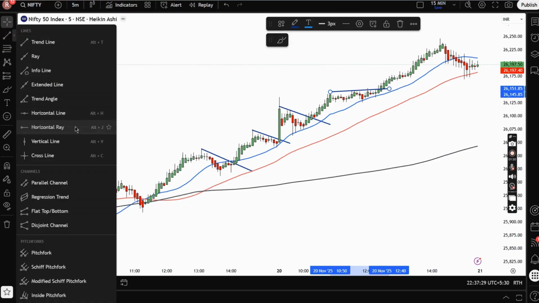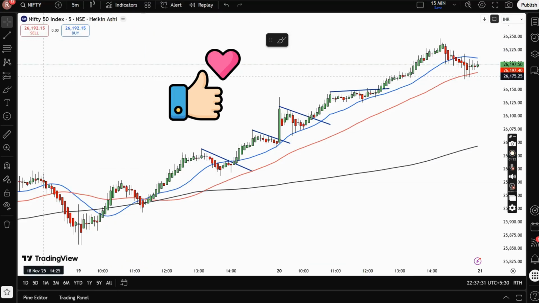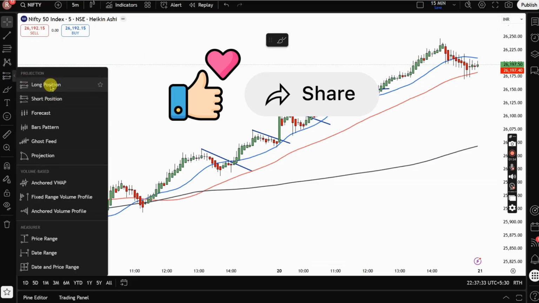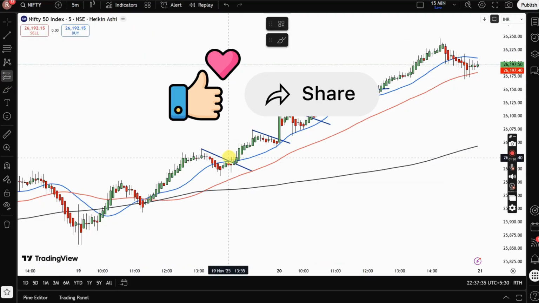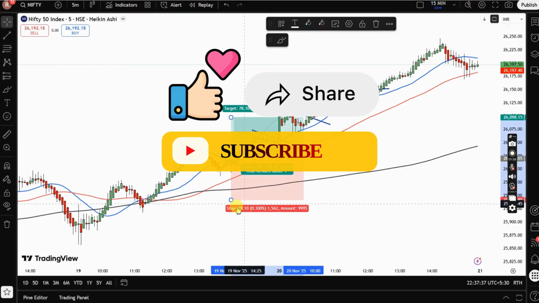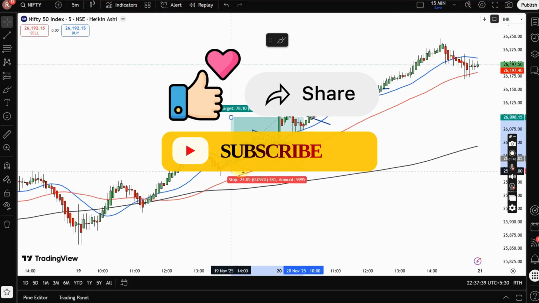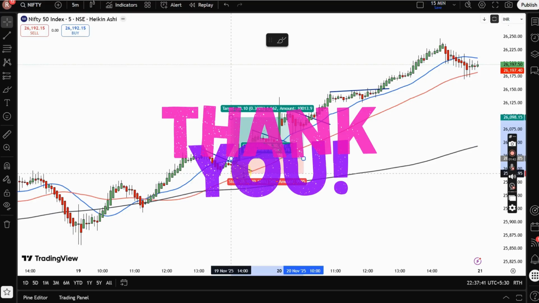You'll be surprised how simple trading feels when you combine 20 SMA on top of 50, Heikin Ashi for clarity, and breakout of pullback for entry. Trade simple. Trade clean. Follow the trend.